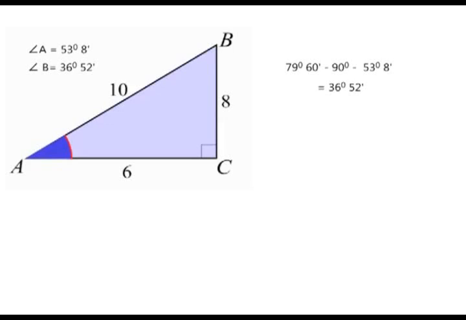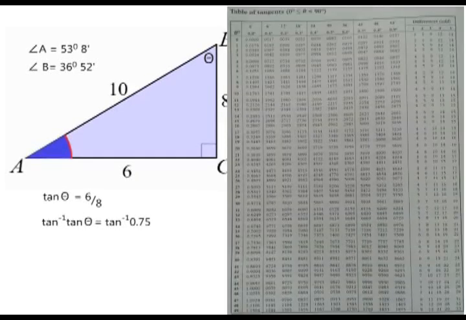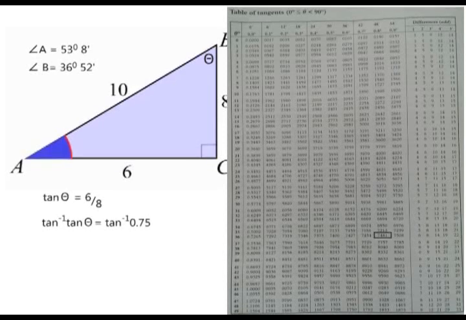Let's proceed. Tan B is equal to 6 over 8, that is opposite over adjacent. 6 over 8 is equal to 0.75, so tan B is equal to 0.75. Tan inverse of tan B is equal to tan inverse of 0.75. Tan inverse of tan B is B, so we find the tan inverse of 0.75. To the tables, the nearest number is 0.7481. This is the tangent of 36 degrees and 48 minutes.